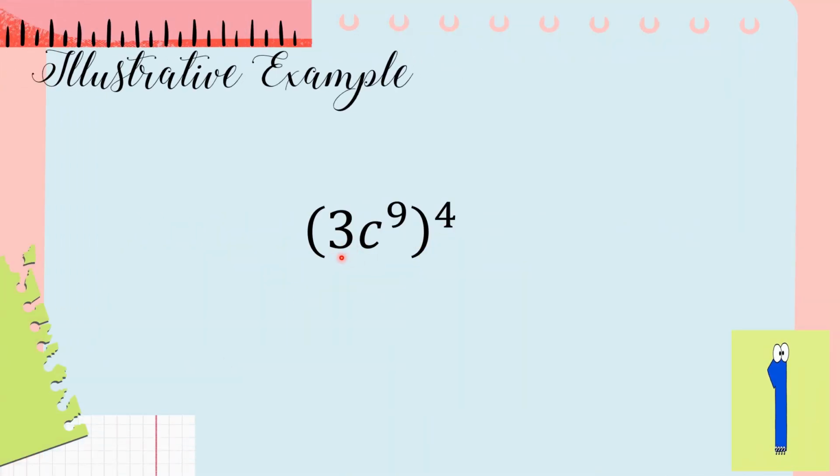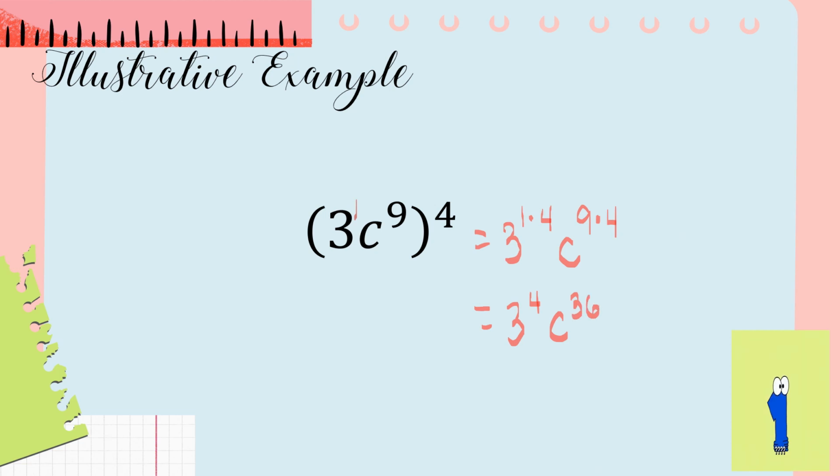The quantity 3c raised to 9 raised to 4. In this case, 3 is understood to have an exponent of 1. So we just copy the base 3 raised to 1 times 4. And we have the base c, then the exponent 9 multiplied by the exponent outside 4. So 3 raised to 1 times 4 is 4. C, 9 times 4 is 36.